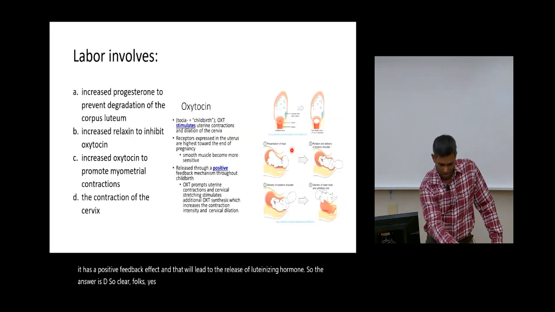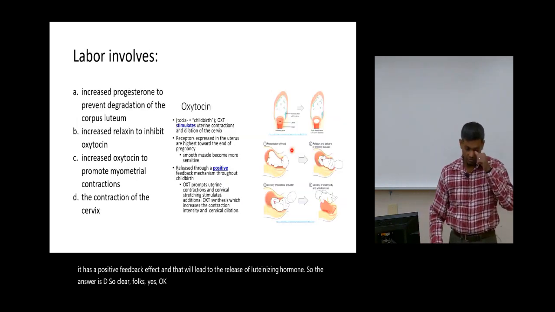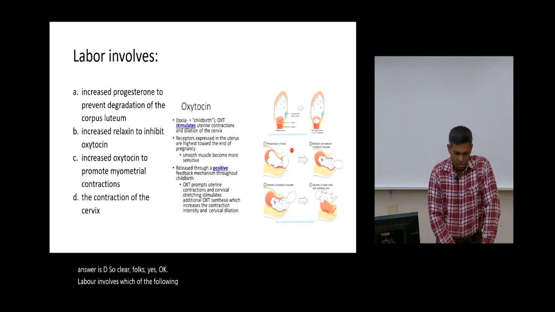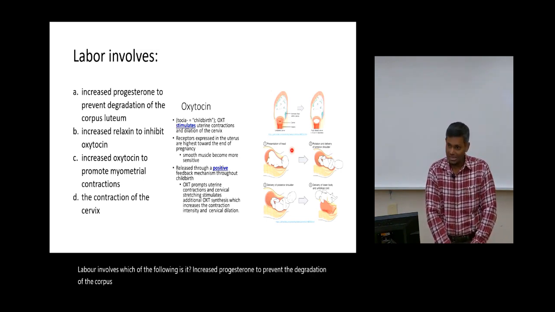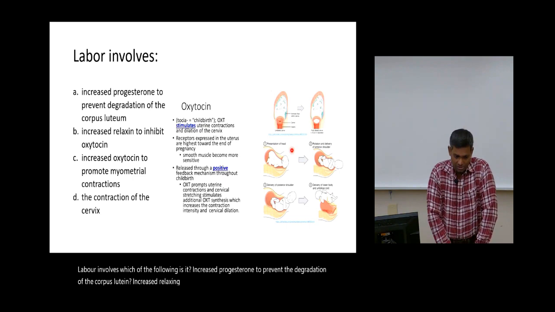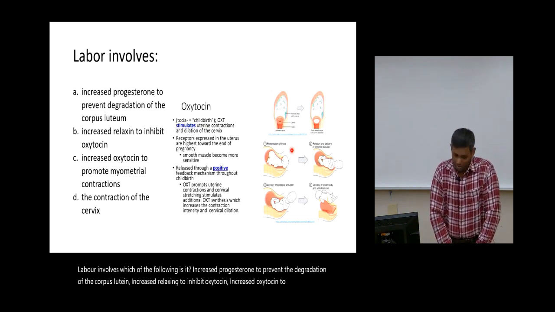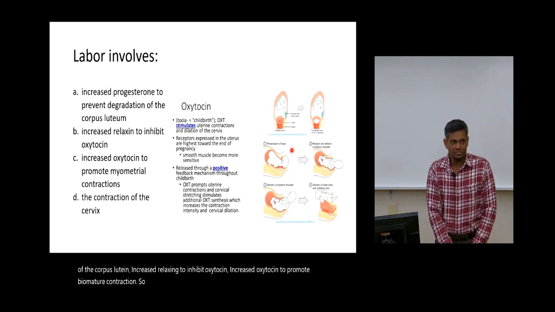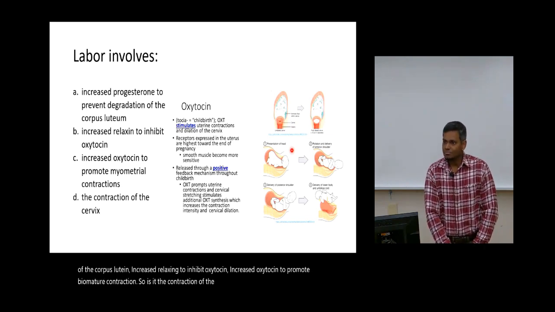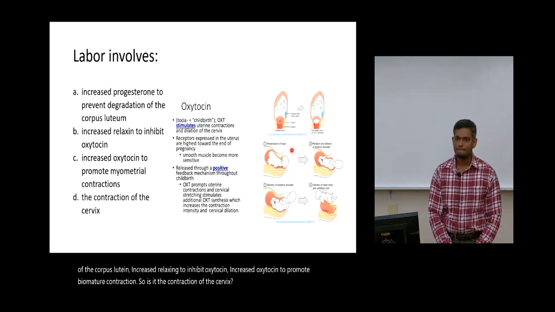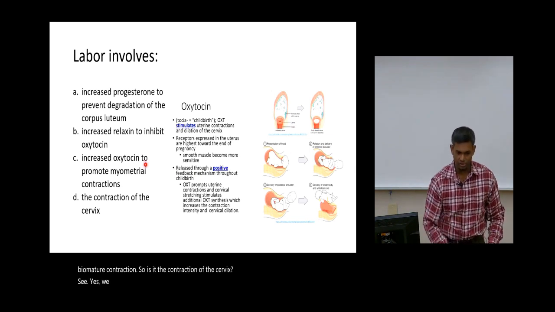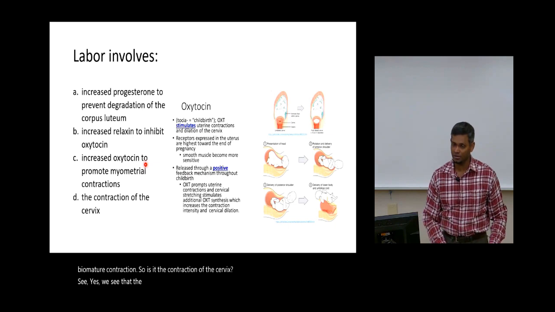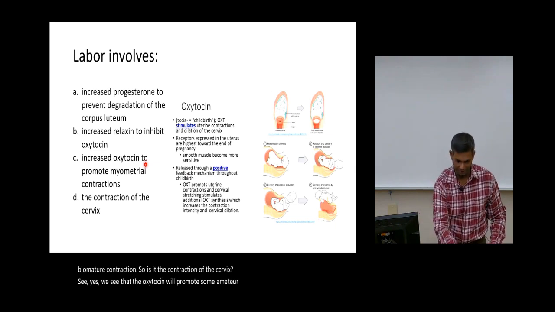Okay, labor involves which of the following? Is it increased progesterone to prevent the degradation of the corpus luteum, increased relaxin to inhibit oxytocin, increased oxytocin to promote myometrial contractions, or is it the contraction of the cervix? C, yes. We see that the oxytocin will promote the myometrial contractions in a positive feedback effect.